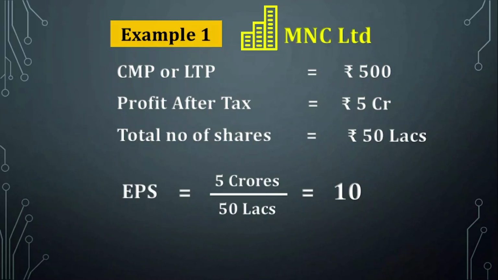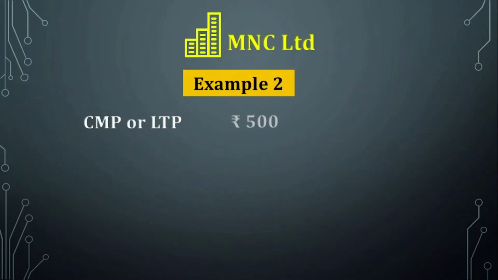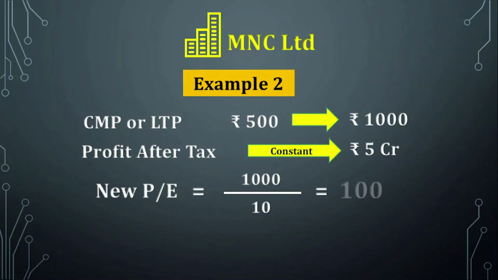Now the price to earning ratio for MNC Limited can be calculated as current market price, which is 500, divided by EPS, which is 10. Therefore, the price to earning ratio for MNC Limited is 50. Now I am adding 2 more questions to this example to have better clarity. Firstly, if the company's share price changes from 500 rupees to 1000 rupees, what will happen to the PE, assuming that its profit remains constant at 5 crores? It will be 100, which was earlier 50.